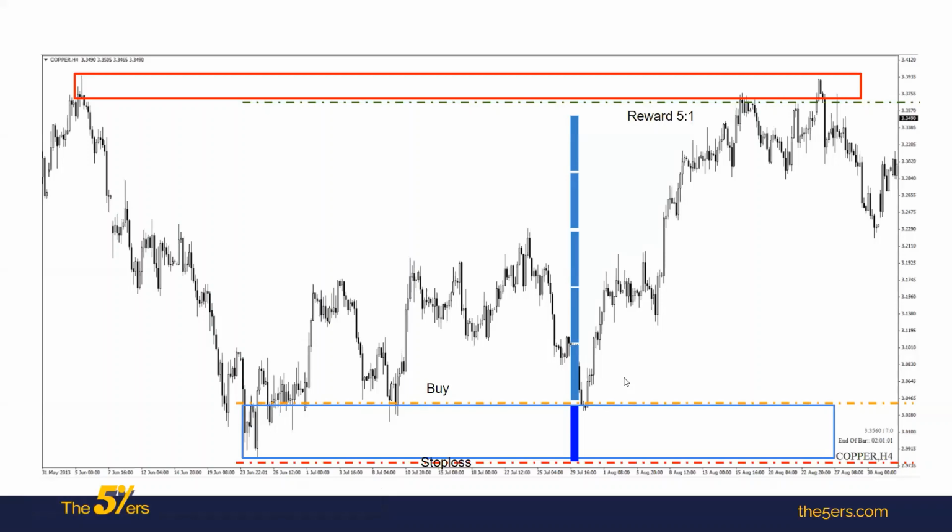Okay, we see the reaction. What this image represents for us is the potential of buying at the lowest price. Buying at a very accurate low price that will give us a significantly high risk-reward ratio.